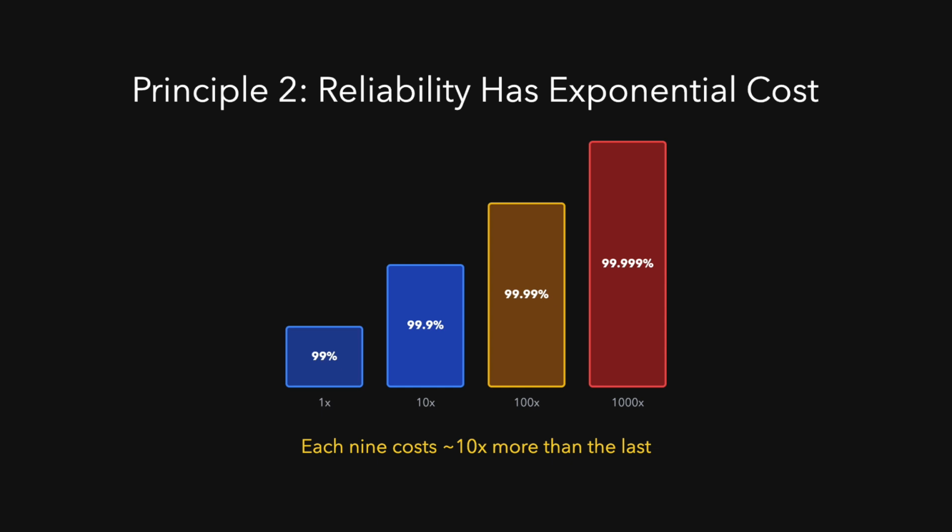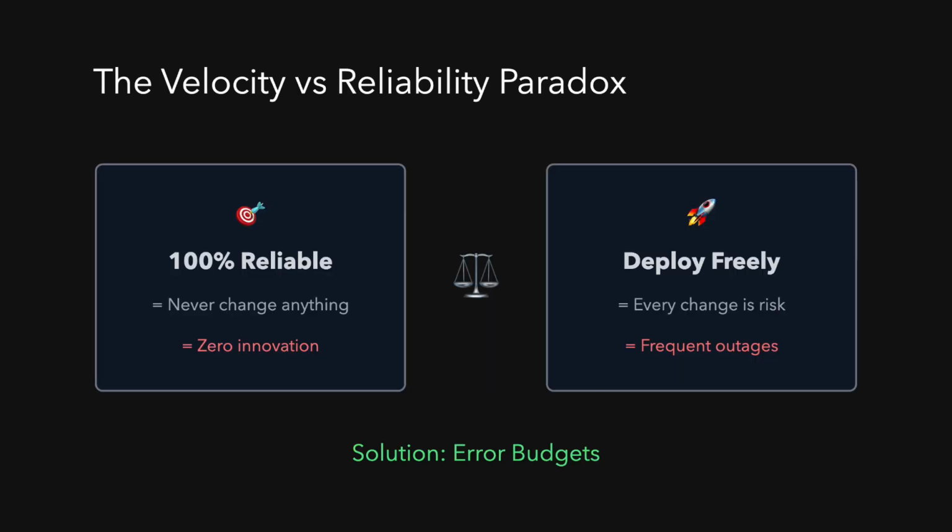And here is the paradox. Perfect reliability means zero innovation. So every deployment is a risk. Every code change is a risk. If you want 100% reliability, the only way to achieve it is to never change anything. No new features, no bug fixes, no optimizations. The most reliable system is one that never changes and never improves. And this is where error budgets come in. And we'll get to that in a moment.